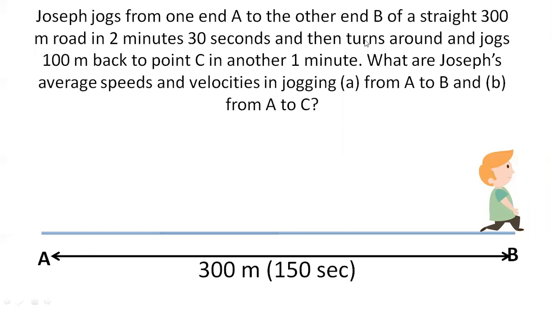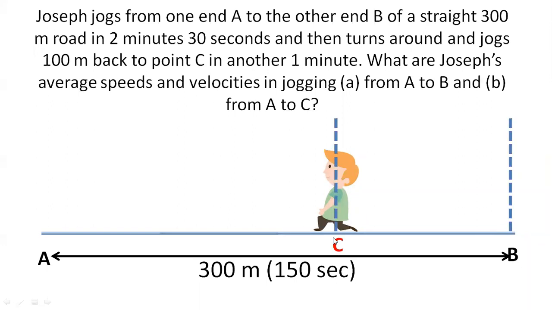Now the second situation: this Joseph turns around and jogs 100 meter back to point C. Okay? So how much distance has he traveled again? 100 meters from B. So let me turn him. So he has traveled from B to this position, and this position we are calling C. And how much distance has he traveled? 100 meter in 1 minute. So this is the C point, right?